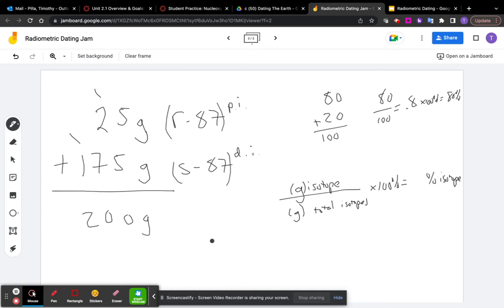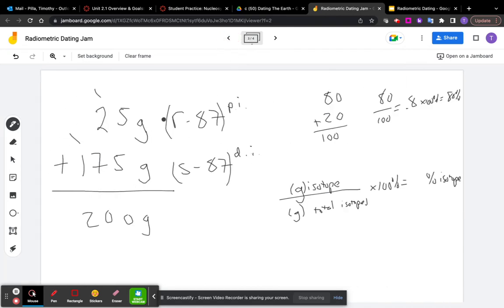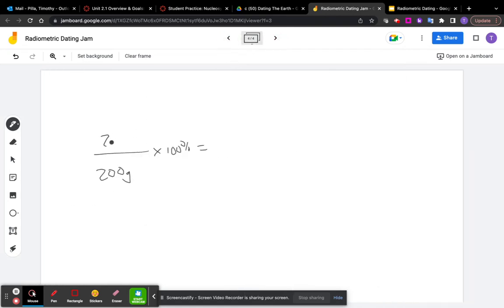So using our formula, 200 grams total times 100%. We need the grams of the isotope, so let's find rubidium first, 25 grams. 25 divided by 200, I have a calculator here, is 0.125, times 100 is 12.5% rubidium-87. We can do the same formula for the strontium, or you can just do simple math. You know it's going to be 100% total, so you can do 100% minus 12.5.